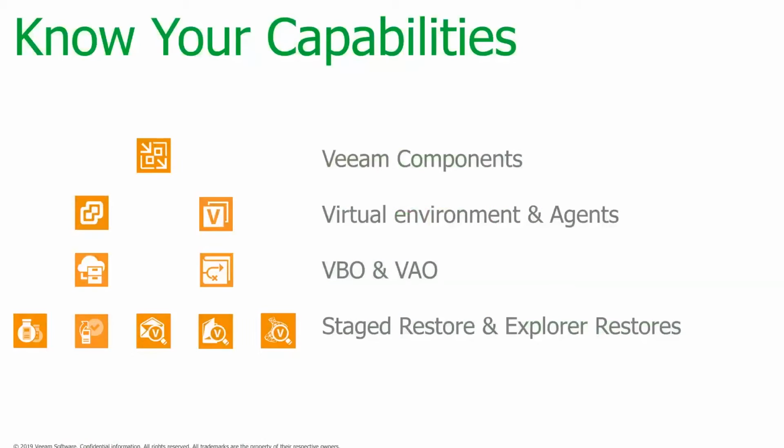So beginning with the plan, right? This is where you guys need to know what the capabilities are for what we're trying to automate here. So this is everything we can automate, right? We can automate Veeam components. We can automate a virtual environment and Veeam agents. We can automate VBO and VAO if you have those additional products inside of an environment. And we can also deal with staged restores and Explorer restores.